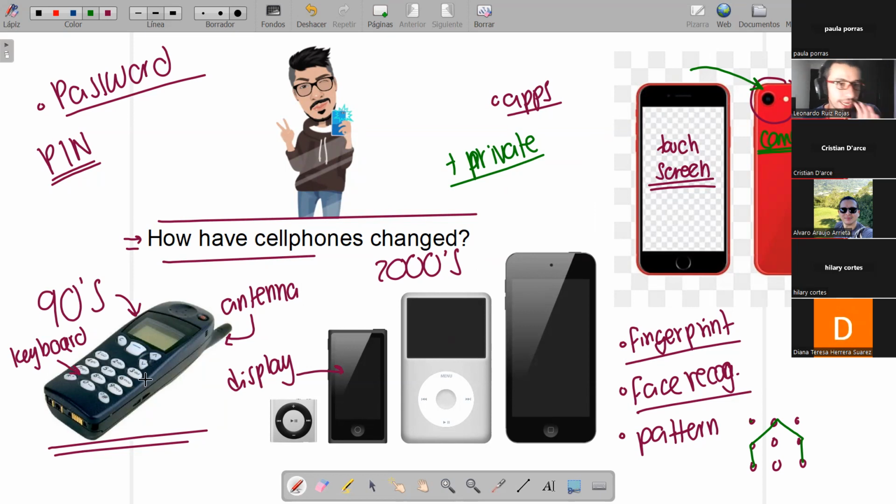Also, the previous ones, they had alarm, no? Or no? I don't remember. The previous ones had alarm. Esos tenían alarma? I don't remember. Yes, I think they did. Yes, exactly. So they had alarm, and also now we have cell phones with alarm, right?